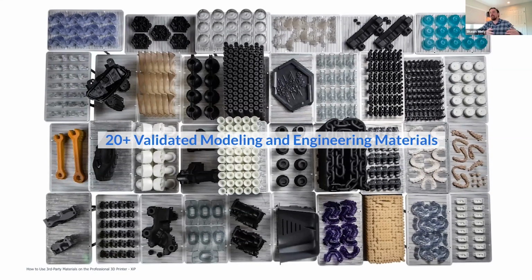So if you have third-party resins you like, you can use those. If you want to try some of our validated materials that have been really tested and dialed in, you can do that too. And we've got some examples of the materials we have. We've got flexible materials, ABS analogs, PEEK analogs, PP analogs, a whole variety of modeling materials, dental materials, stuff like that.